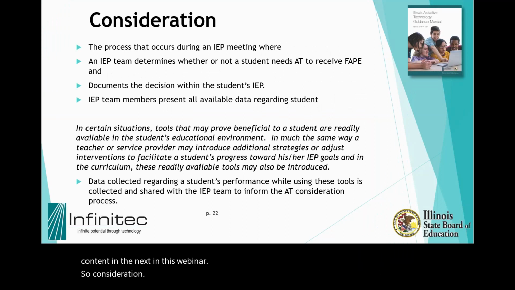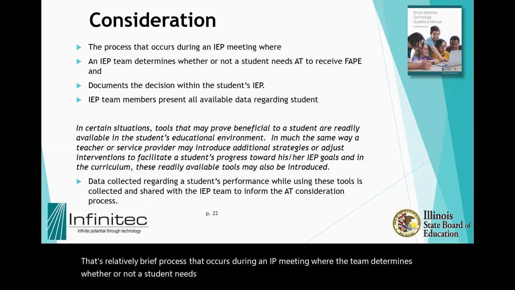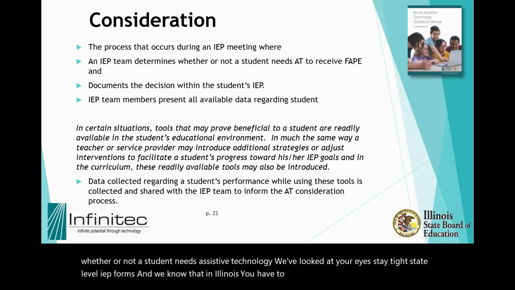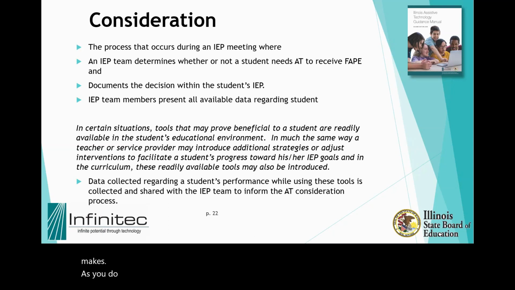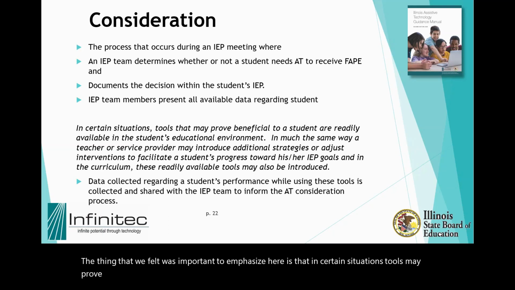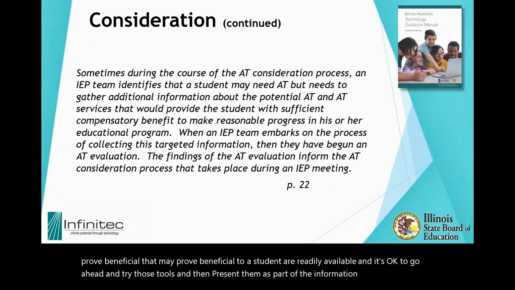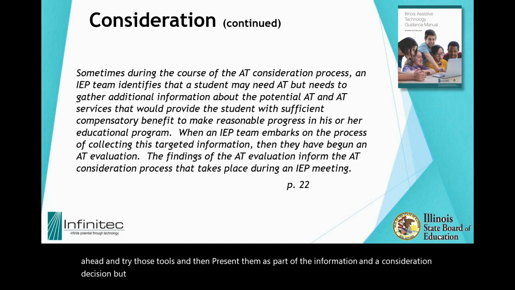So consideration is a relatively brief process that occurs during an IEP meeting where the team determines whether or not a student needs assistive technology. We've looked at your state level IEP forms, and we know that in Illinois you have to explain the decision that the team makes as you do that consideration. The thing that we felt was important to emphasize here is that in certain situations, tools that may prove beneficial to a student are readily available. And it's okay to go ahead and try those tools and then present them as part of the information in a consideration decision. But sometimes you don't have enough information.